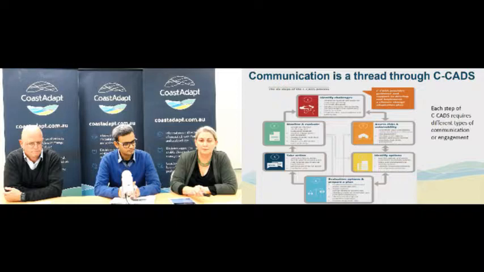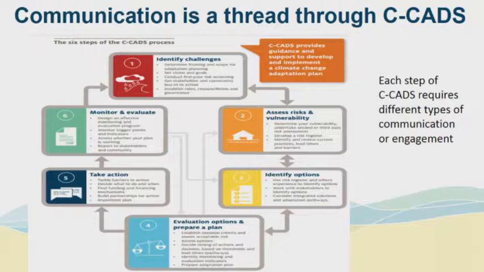So as you work through CoastAdapt and work through the C-CADS process, you'll find that each step of C-CADS requires different types of communication engagement. And for example, in the risk assessment process, some of the early steps might involve different community groups that have good local knowledge that you can bring into that risk assessment process. Whereas some of the later steps, you might be trying to engage, you know, more broadly across a wide diversity of the community.